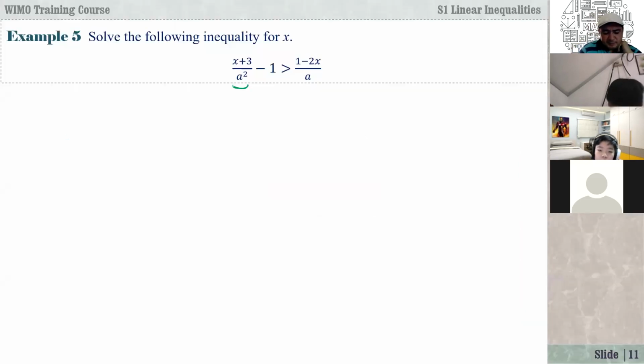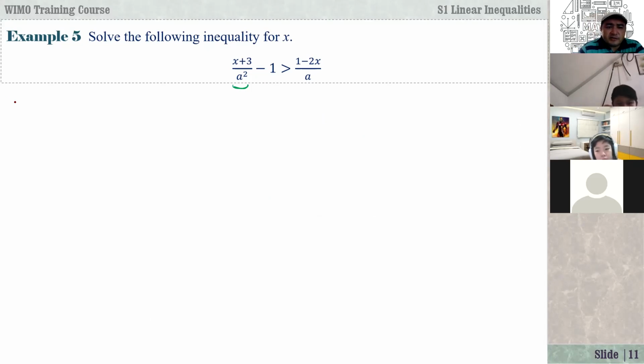So here we have x plus 3 over a squared, and it is greater than 1 minus 2x over a, for x. So that means that x is unknown, right, that we are looking for its values. And a is what we call the second variable, or just a parameter.